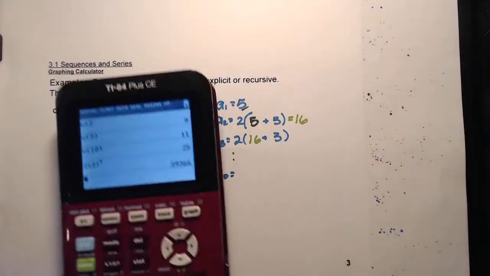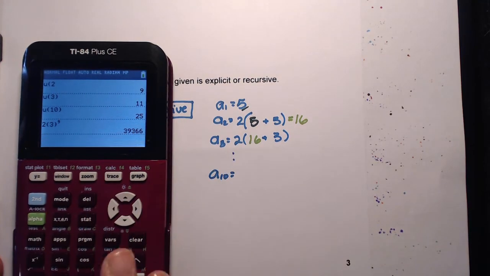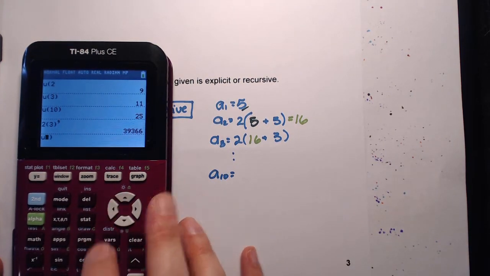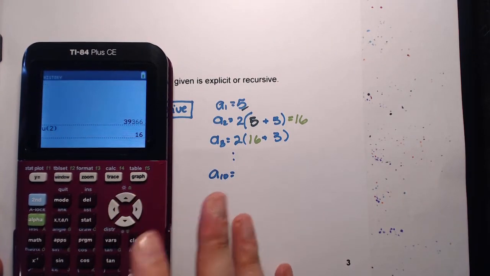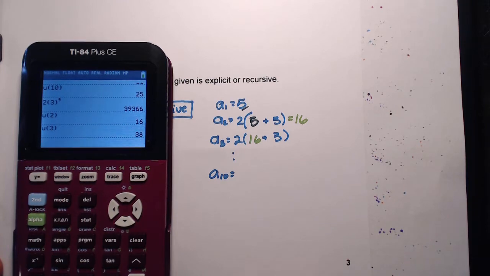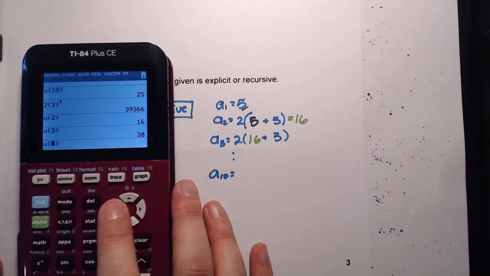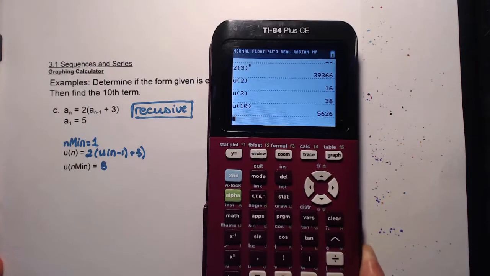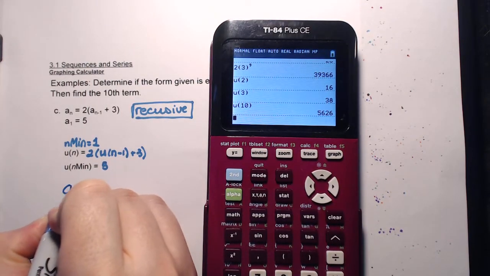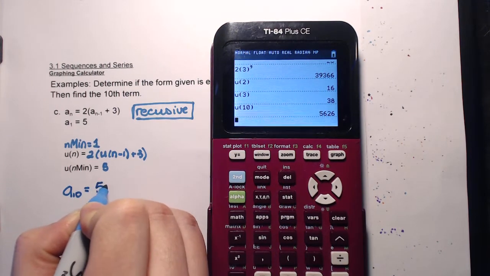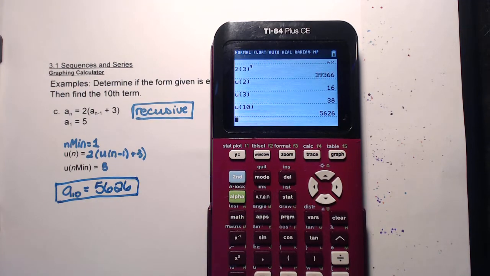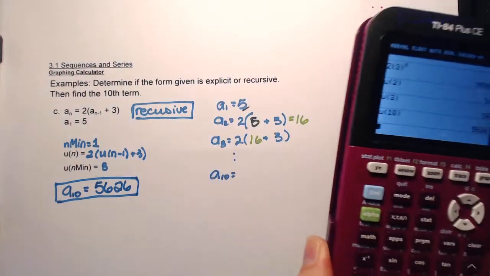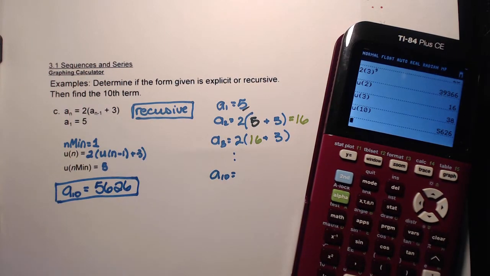So then if I just do a check and say, well, what's the second one? 16. What's the third one? Would have been 38, and so on. So I can do this with the 10th one. That's 5,626. So that's why the calculator is going to be really helpful in determining something like that. And then that's all the notes for that one.